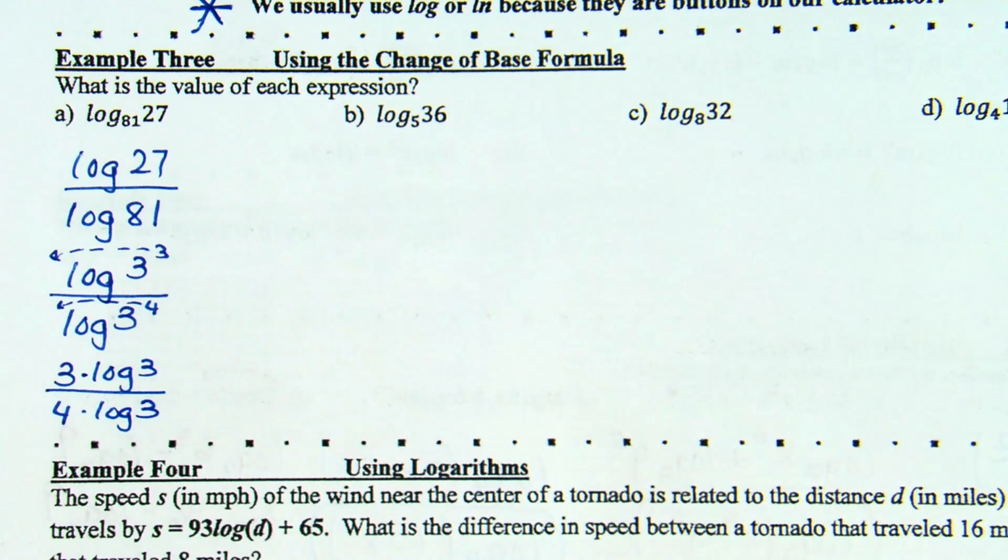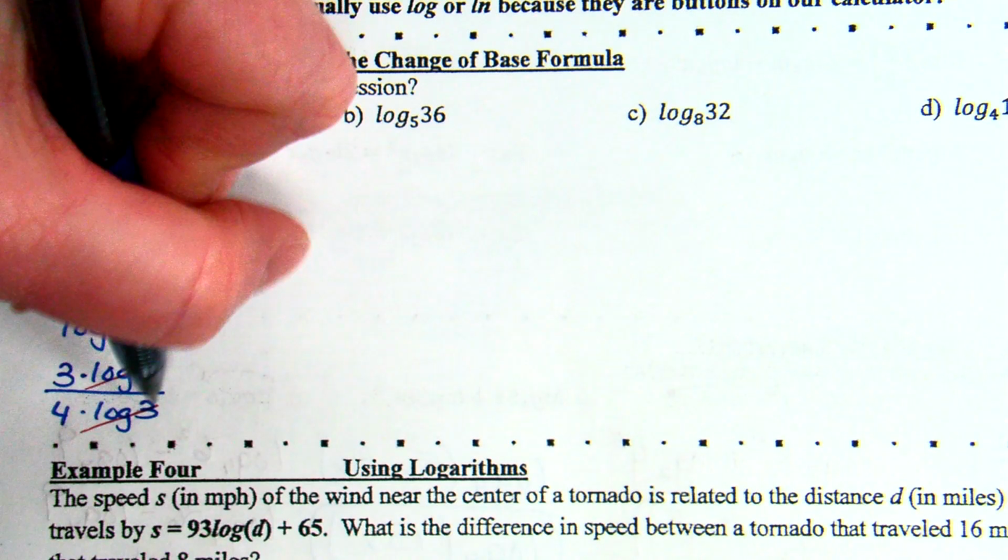If it's 3 log 3 divided by 4 log 3, it's kind of like saying 3x divided by 4x. If it was 3x divided by 4x, what can happen with the x's? They can cancel. What can happen with my logs here? They can cancel. What am I left with? 3/4.